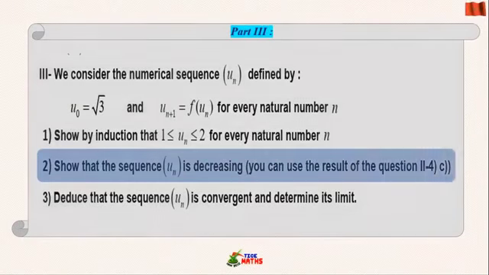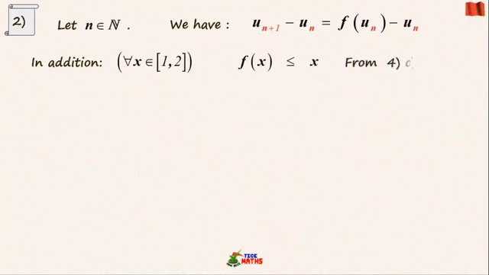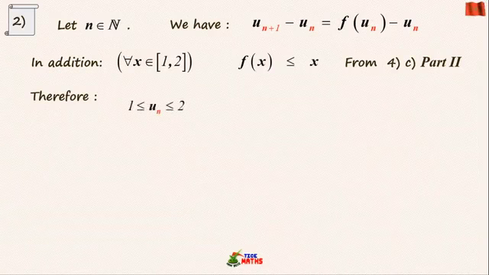Question 2. To show that (u n) is decreasing, we use the facts that for every n belonging to N, u n plus 1 equals f of u n, u n belongs to the interval 1, 2, and for every x belonging to 1, 2, f of x is less than x, from part 2 question 4c.